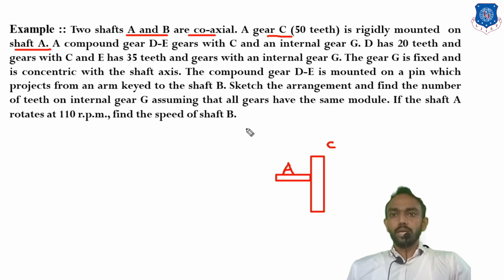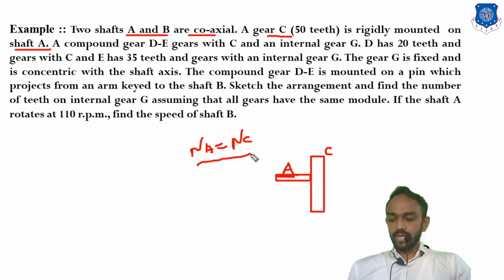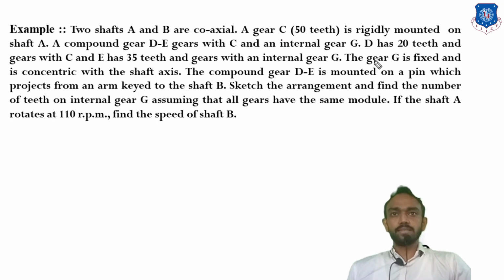So remember that always NA is equal to NC, because shaft A and gear C have the same RPM for both. So NA is equal to NC. Okay, and after that let's start.